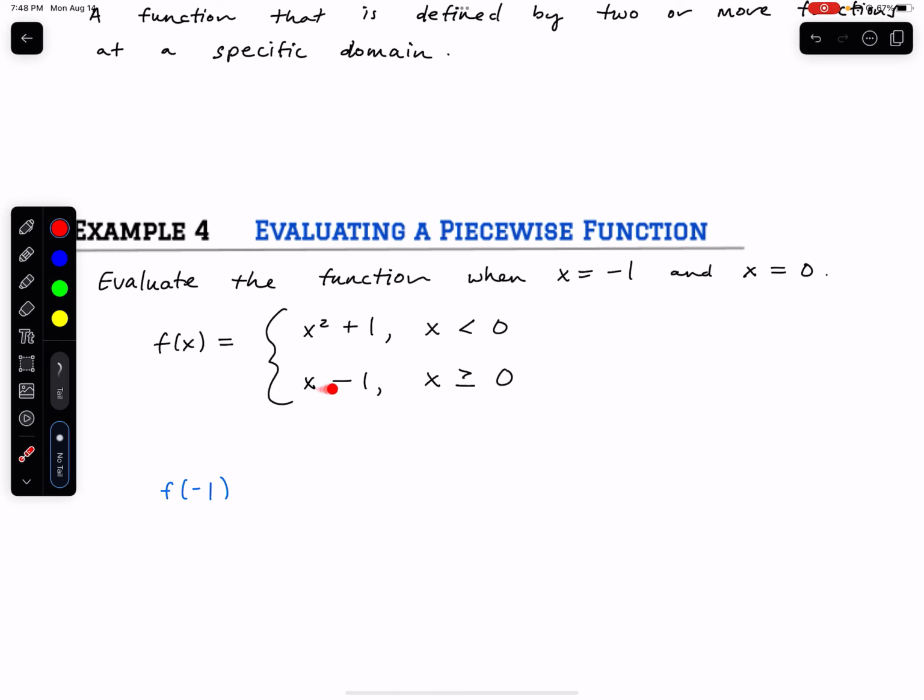We only use this other function whenever we're using values that are greater than or equal to 0. So if we're plugging in -1, we're going to use the top one. So this is going to be equal to (-1) squared plus 1, which is the same thing as 1 plus 1, which is 2.